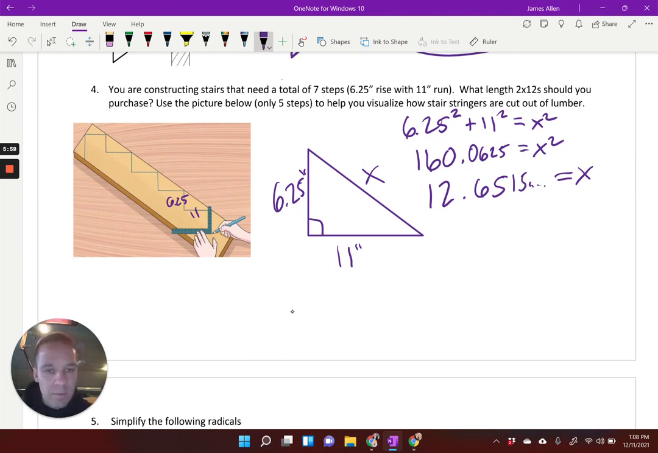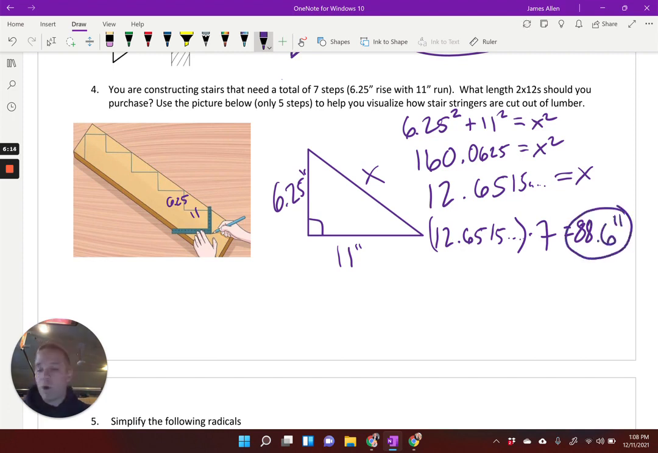So this 12.6515 and change, I always put a little dot, dot, dot saying it goes on forever, times 7 equals, and that's 88.56, so 88.6 inches. That is a wonderful math answer right there.